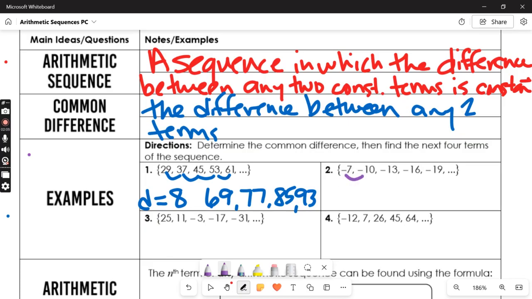Next one, it looks like we went down 3, down 3, down 3, down 3. So our common difference here, since we went down, is negative 3. And then continuing, it would be negative 22, negative 25, negative 28, negative 31.